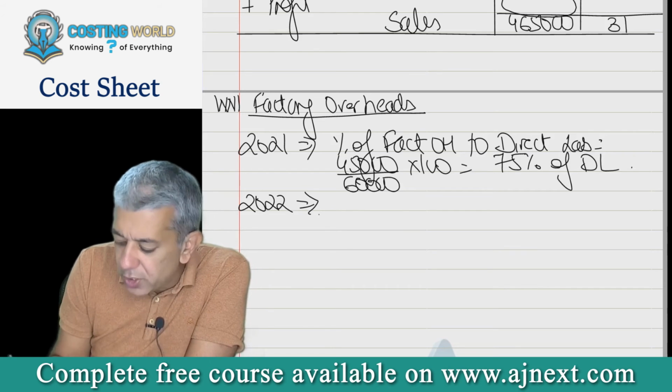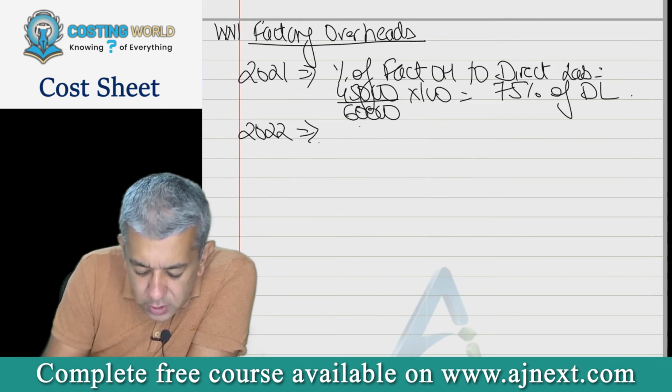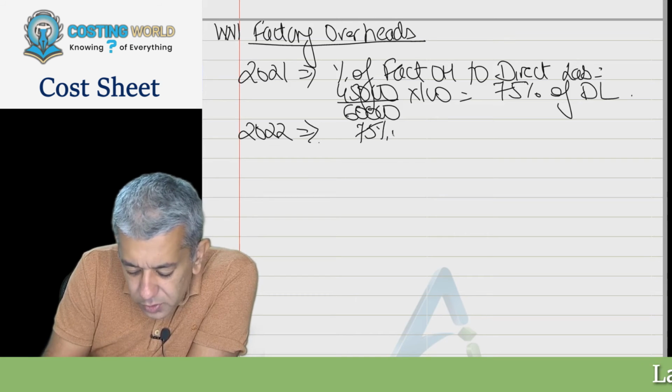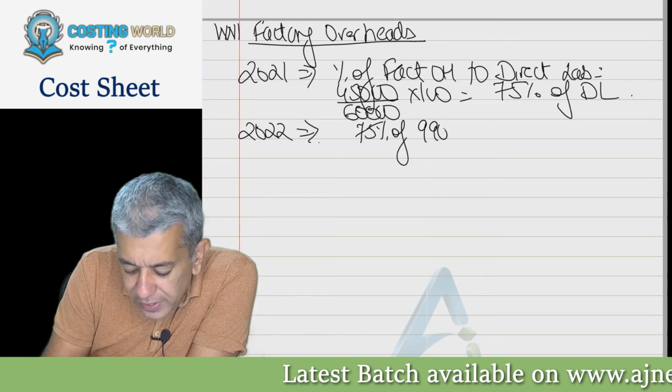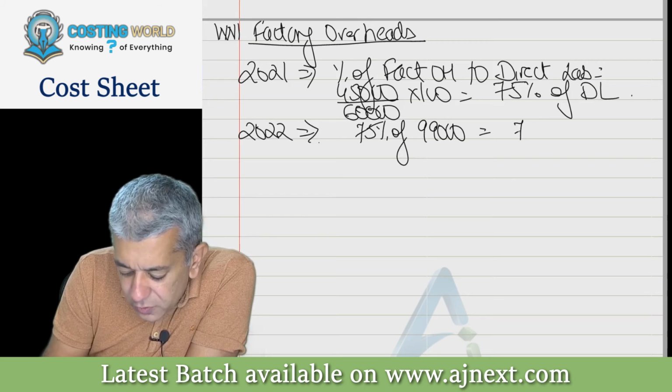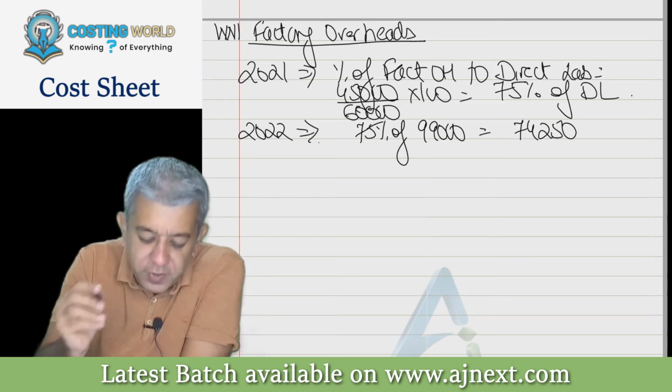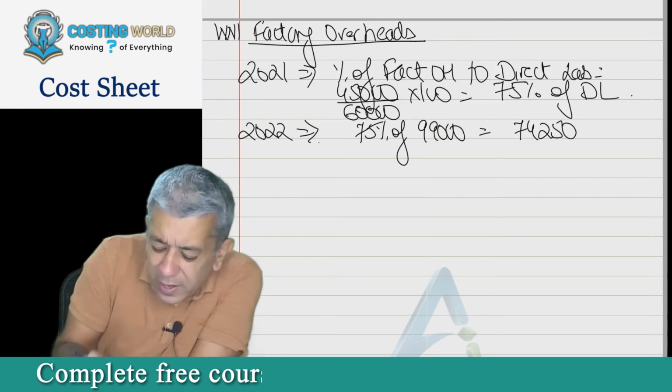Direct labor cost in 2022 has become how much? 99,000. So 75% of 99,000 in this particular case will give you 74,250. In case you want to do it, that's the first way. I don't want to do it like this.